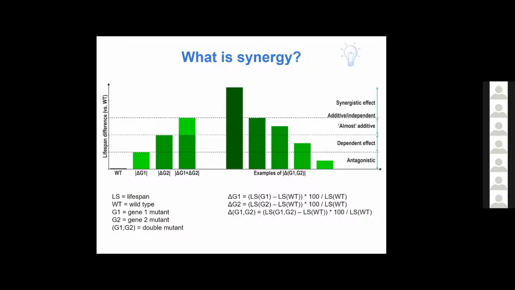By doing this comparison, we can define 5 types of interactions, as you can see in the examples on the right. Synergistic, when the combination has a greater effect than the sum of individual effects. Additive, when they are exactly the same or plus minus few percentages. Almost additive, dependent, when the effect is between the 2 individual effects. And finally, antagonistic, when the combination has an effect that is smaller than both effects.